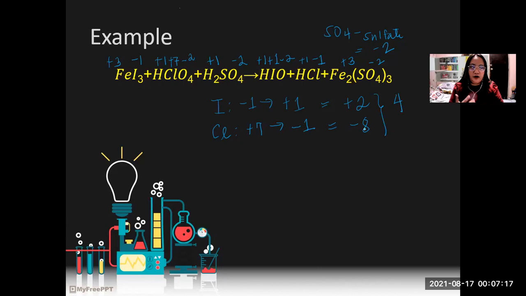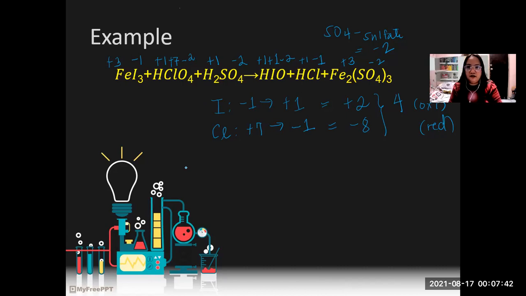Let's first identify which part was oxidized and which was reduced. In oxidation, it becomes more positive. Oxidation is loss. So anything that became more positive is the oxidation side, and this is the reduction side. Chlorine is your oxidizing agent, and iodine is your reducing agent.